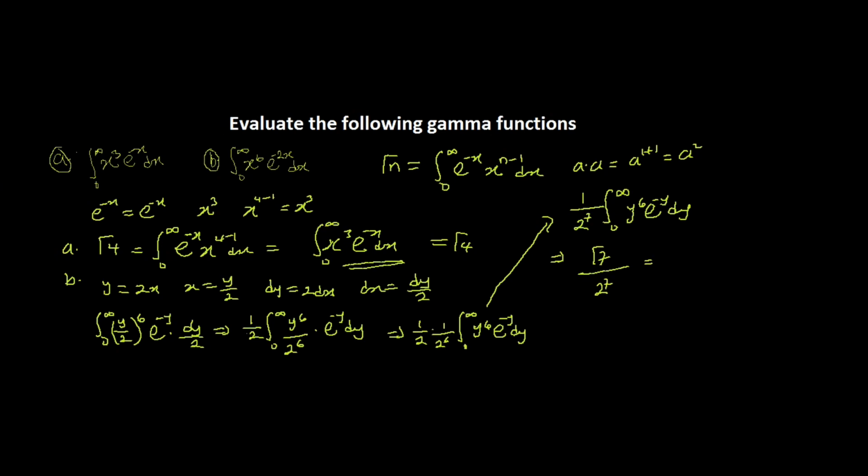Gamma 7 is going to give you 720, divided by 2 raised to the power of 7, which is 128. Please check my video on how to find gamma, so that you'll know that gamma 7 is 720. But let me just explain it very quickly here. Gamma 7 is going to give you 7 minus 1 factorial, which is 6 factorial. So 6 factorial is 720. So this is your answer.